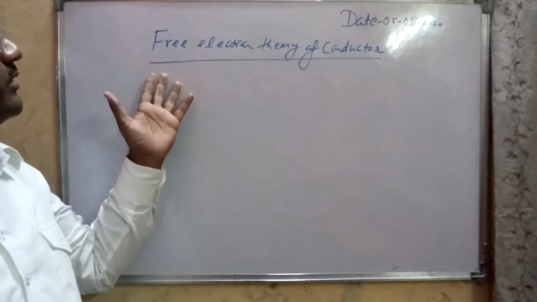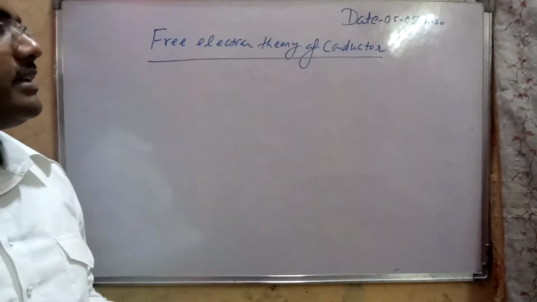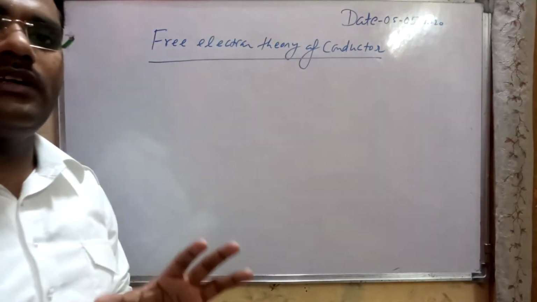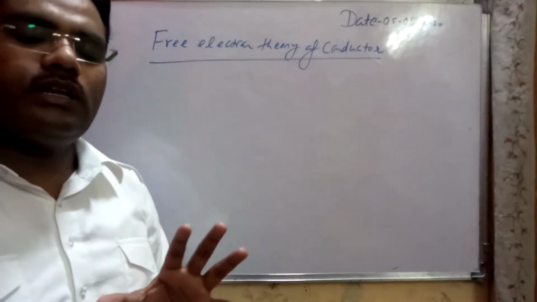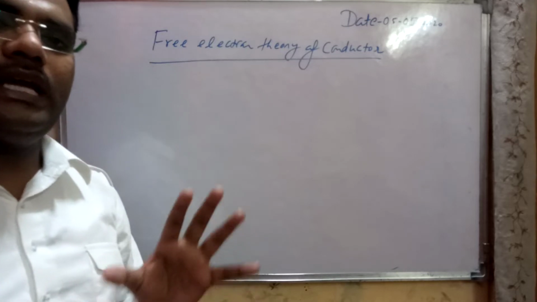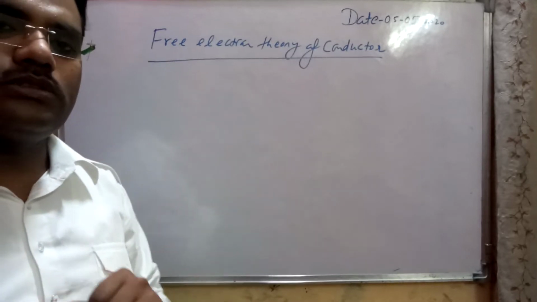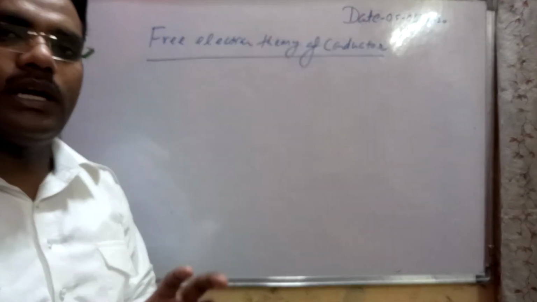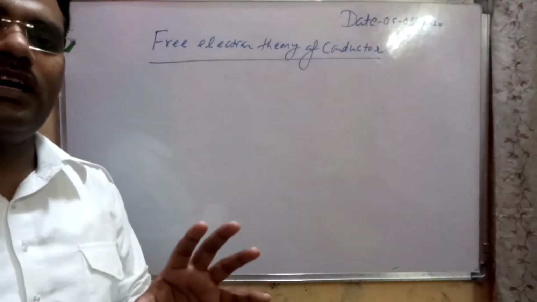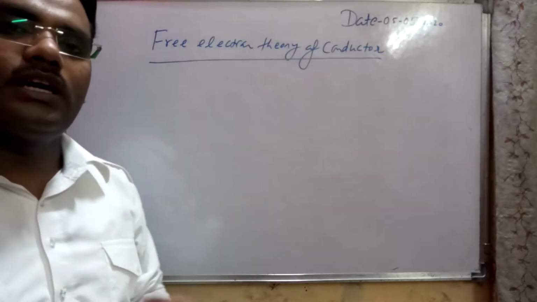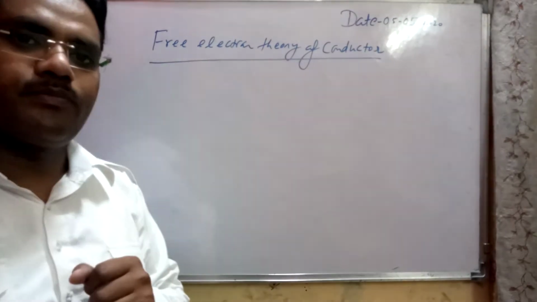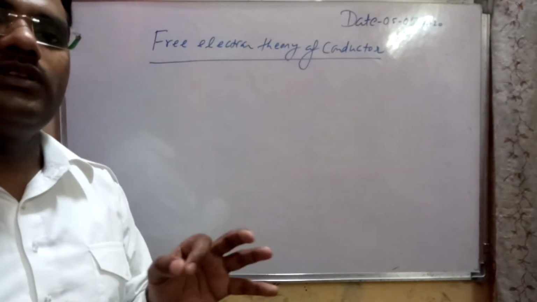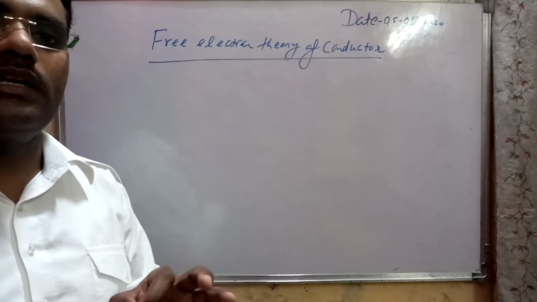Now the next topic is the free electron theory of conductors. Here we discuss why free electrons are present in a conductor. Every conductor contains atoms or molecules, and every atom has a positive nucleus, with electrons revolving in circular orbits around the positive nucleus. The electrons are bound to the nucleus by the Coulombian force, that means electrostatic force.